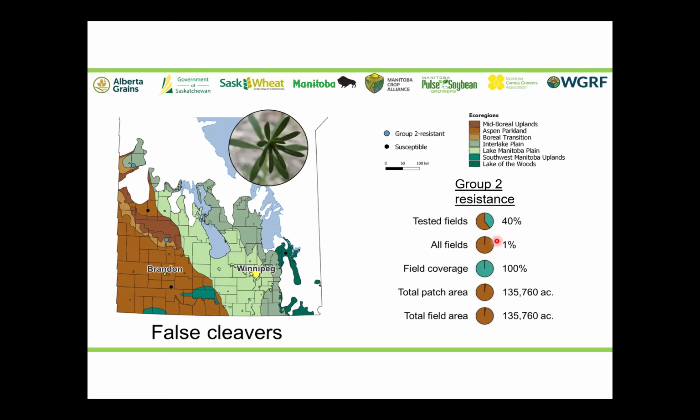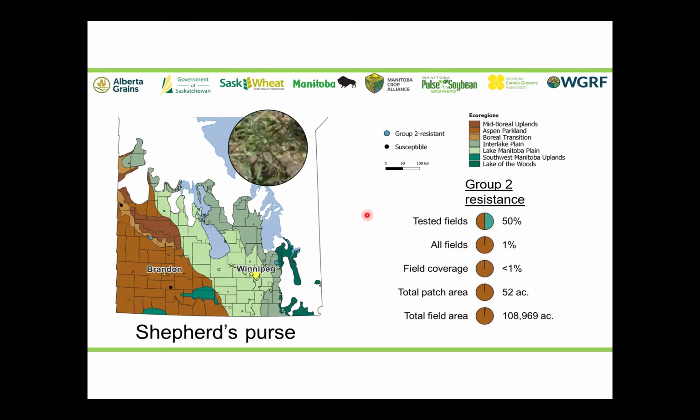I wouldn't worry about the name there, but there are a couple of different cleaver species, and technically the one we have in Manitoba is called false cleavers. But again, that's not something to really worry about. We didn't find a lot of hits here. It's not surprising to see it up here in the north and the northwest. Of the tested fields, it was resistant to group 2 in 40% of those fields, but extrapolated across the province, that's basically 1% of the fields. So not a lot province-wide, but in the areas where we found cleavers, it was resistant to group 2.